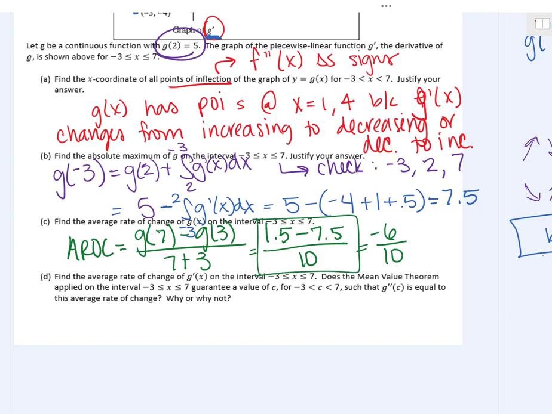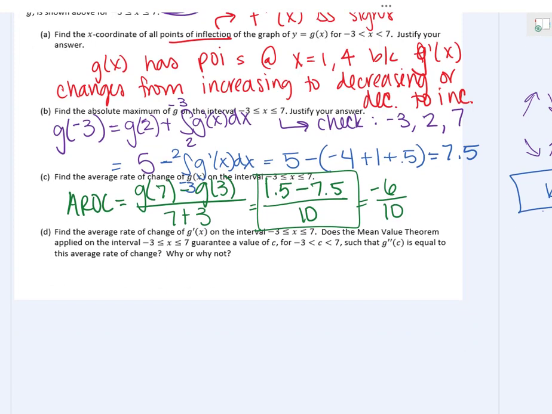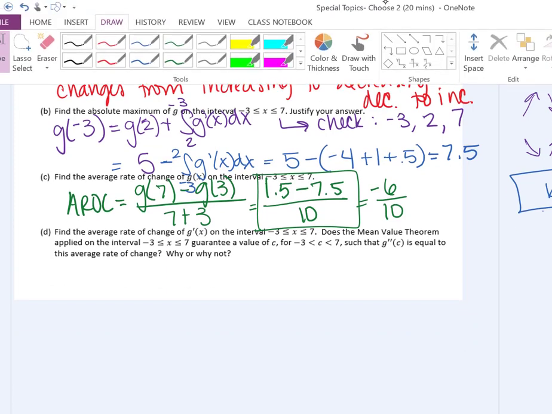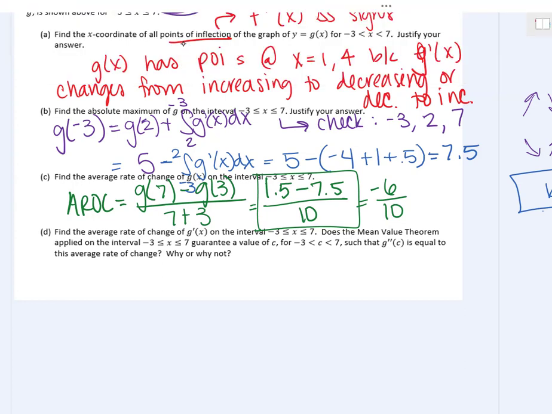Find the average rate of change of g prime of x over the interval negative 3, 7. Does the mean value theorem guarantee? All right, remember that mean value theorem talks about slope. So let's get this average rate of change first because it says we need it anyway. Sometimes you read the question and you're like, oh, if I can tell that I can't apply the mean value theorem, I don't have to do it, but it asks for us to find it.